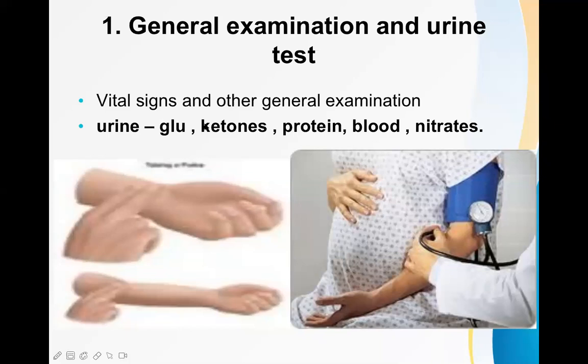Urine routine test is done: glucose, ketone bodies, protein, presence of blood in the urine, and any nitrate or not. Now, a bit of explanation regarding this. Glucose is present in the urine in which case?